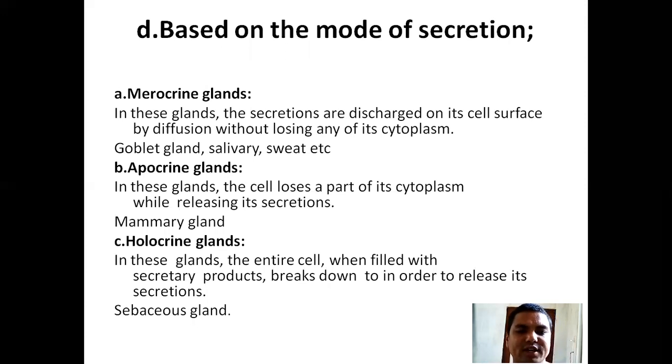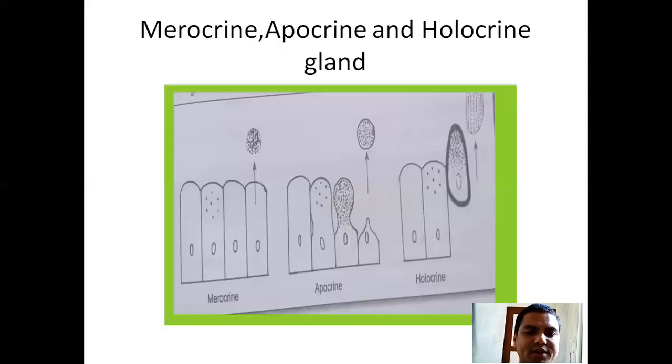Apocrine glands are those glands which secrete their secretion with loss of some part of the cytoplasm. For example, mammary gland. Holocrine glands are those glands which secrete their secretion with the loss of the entire cell. For example, sebaceous gland. See here the figure of the merocrine.